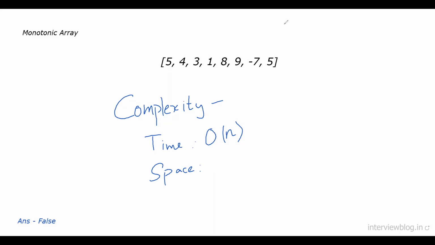The space complexity of our solution tends to be big O of 1. This is because we are just using Boolean variables to solve our problem, and hence our space complexity tends to be big O of 1. So hope you understood the problem. Let us now implement it in code.